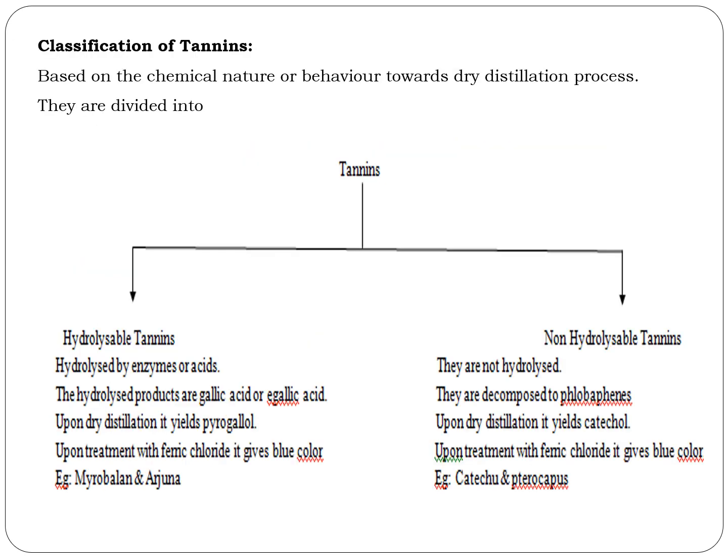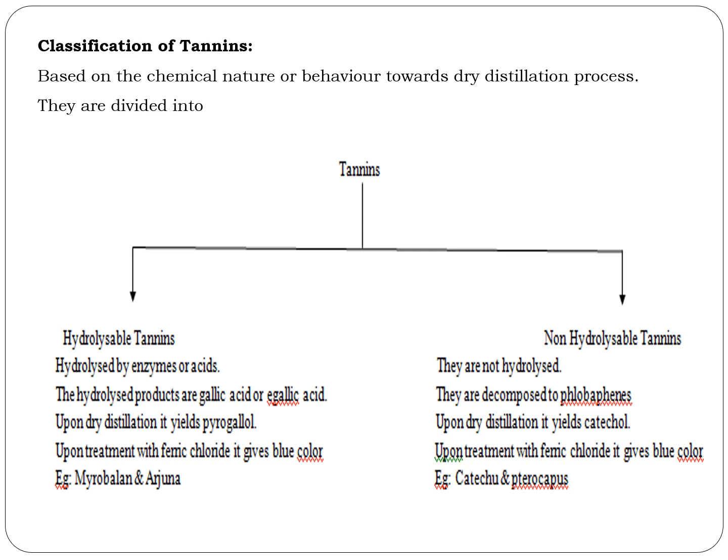Let us see about the classification of tannins. Based upon the chemical nature or behavior towards the dry distillation process, they are divided into two types: hydrolyzable tannins and non-hydrolyzable tannins. Hydrolyzable tannins are hydrolyzed by enzymes or acids, and these hydrolyzed products are gallic acid or ellagic acid. Upon dry distillation, it yields pyrogallol, and upon treatment with ferric chloride, it gives blue color. Examples are myrobalan and Arjuna.